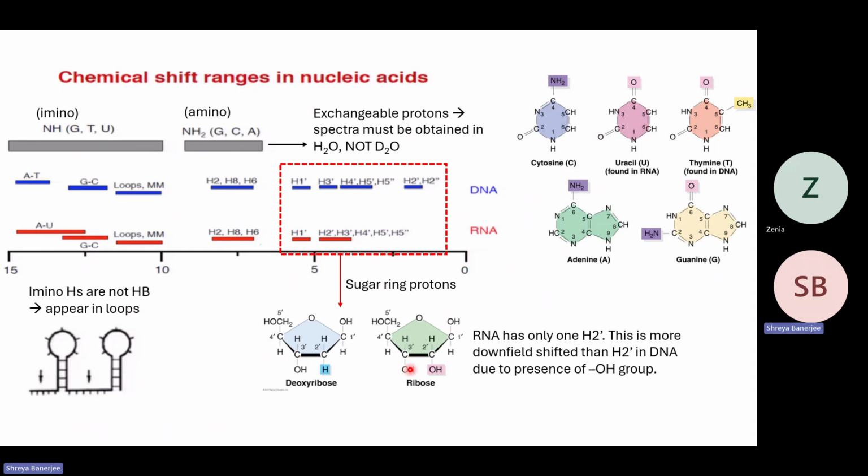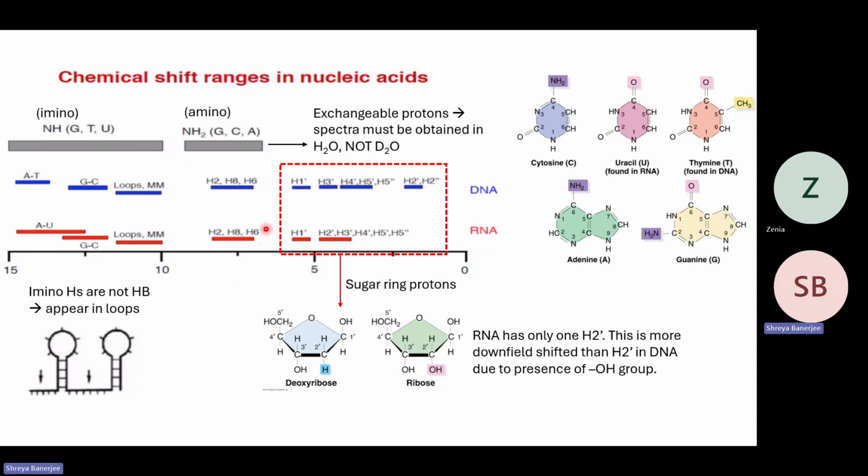And in RNA, if you remember, the only difference in the pentose sugar is that at 2 prime, where DNA had 2 hydrogens, RNA has 1 hydrogen and 1 OH. Due to this 2 prime OH in RNA, which is an electron withdrawing group, it will withdraw electrons, and the 2 prime proton will become more downfield shifted in RNA. That is what is observed. 2 prime in DNA was upfield, and in RNA is quite downfield because of this OH group.